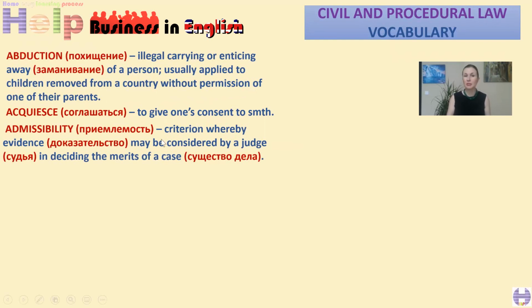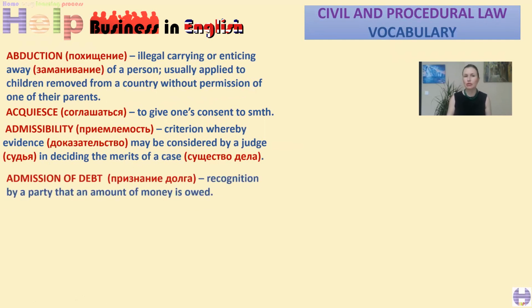Have a look, there are some other terms that I have given the translations to in the brackets here. The translations are for those who speak Russian as their first language, the mother tongue. I would also like to draw your attention to the fact that the word criterion is used in singular and criteria in plural. Next one, admission of debt. The word debt, please do not pronounce the letter B, so debt. Признание долга, recognition by a party that an amount of money is owed.